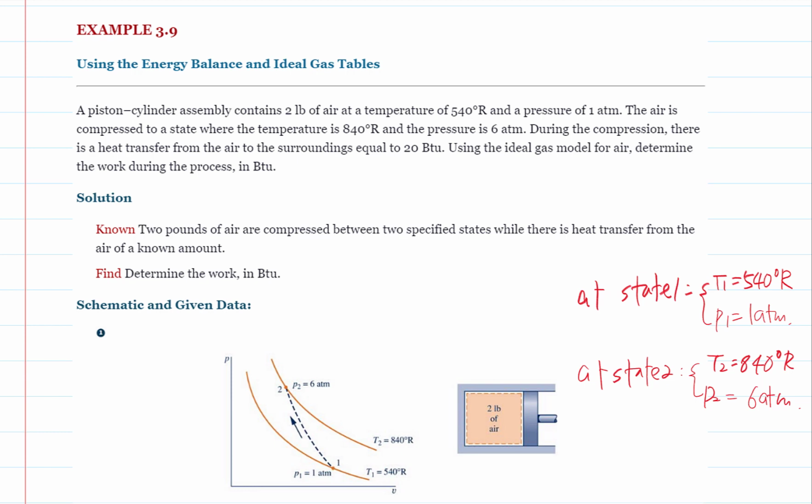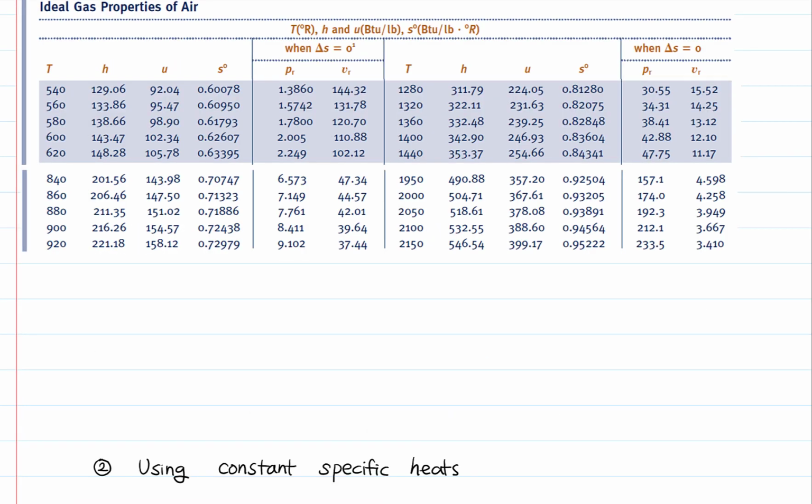And during the compression, there is a heat transfer from the air to the surrounding. So heat is lost to the surrounding. Q is negative 20 BTU, since heat transfers from the system to the surrounding. So we are going to apply the energy balance to determine the work during the process.